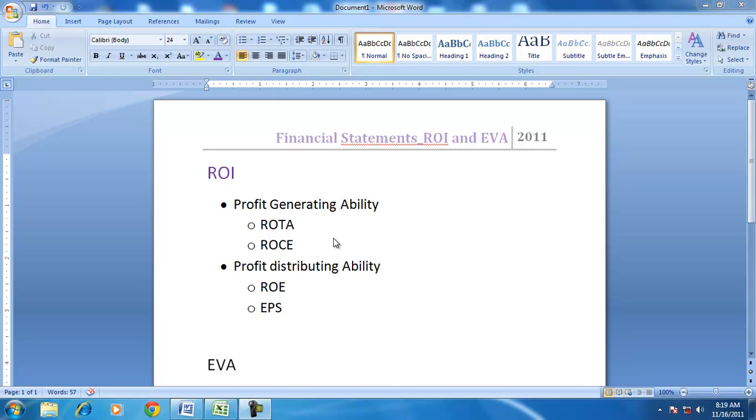Hello and welcome to a discussion on preparation of financial statements and, from the financial statements, deriving return on investment and the economic value added. But before we get into that, let us recap.